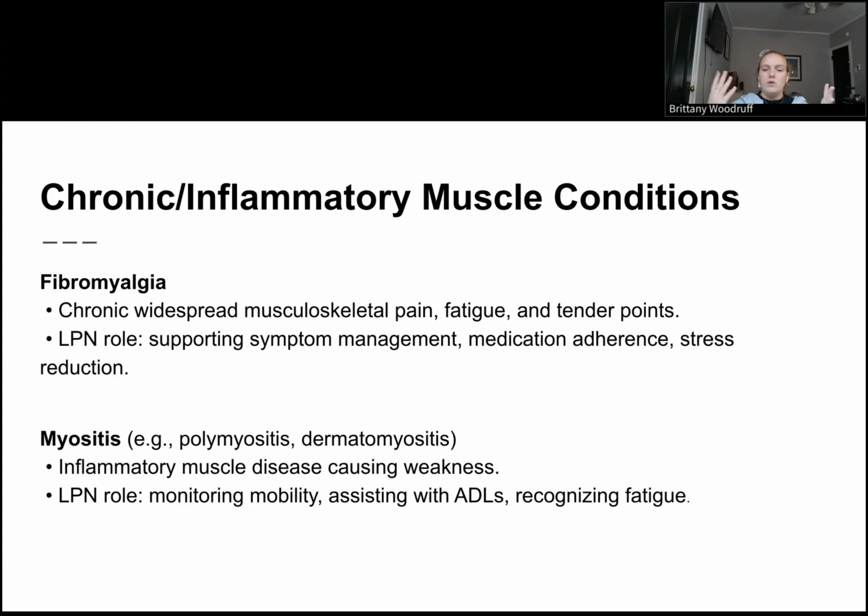So your role's really monitoring mobility, assisting with activities of daily living, and recognizing fatigue. Okay, so especially in muscle conditions that cause fatigue, right? You want to be able to recognize when that patient is getting worn out because it is probably happening at a different rate than a patient that doesn't have these chronic diseases.